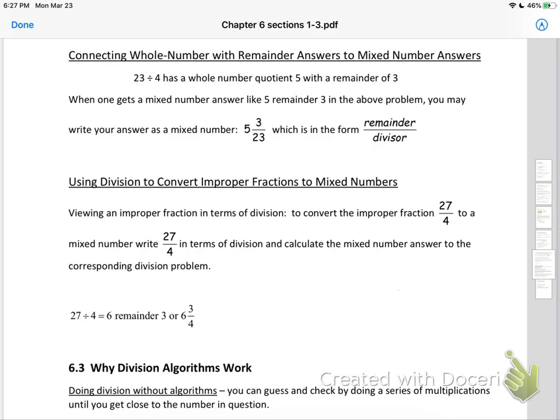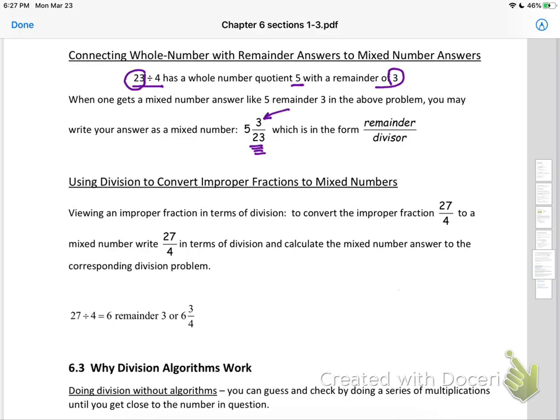Okay, so then they go on to talk about connecting whole numbers with remainder answers to mixed number answers. Okay, so that sounds terribly confusing. But remember when we did 23 divided by 4, and I said it was a whole number and a remainder of 3? All you do is take the 3 and you put it over the 4, and you have the remainder over the divisor. And now you have what's called a mixed number.